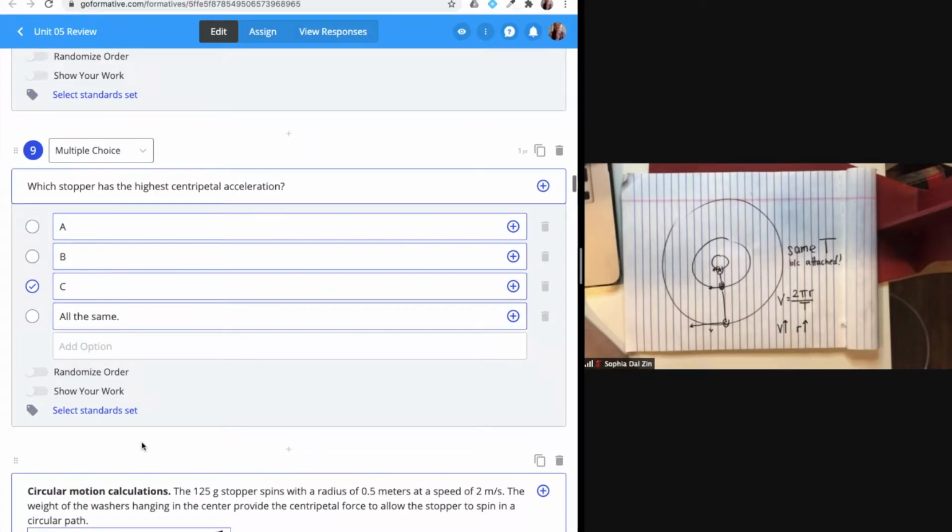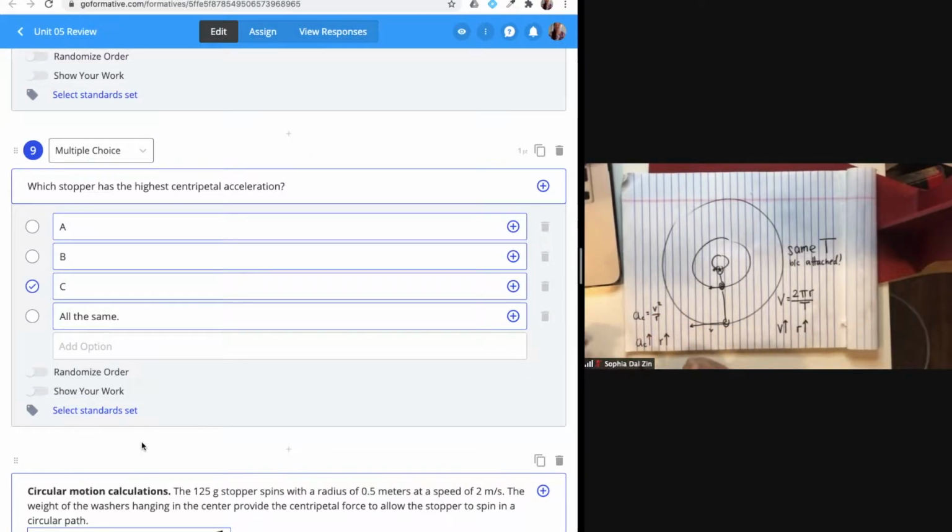Now, centripetal acceleration also depends on radius. If you look at the centripetal acceleration equation, centripetal acceleration is proportional to v squared over r. Because the velocity doubles and the radius doubles for C, C has the largest centripetal acceleration. You can think of this as the same relationship. The acceleration increases with radius.